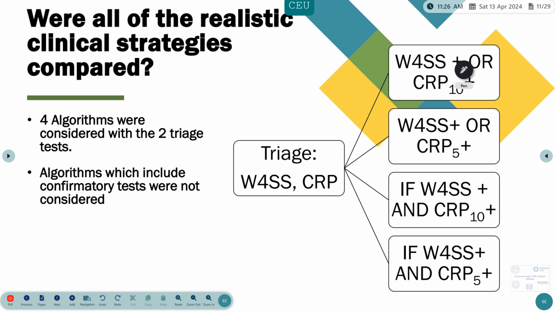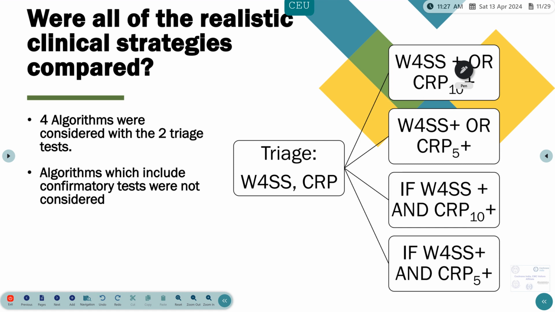So patient with HIV. If a patient comes with HIV, they would initially be triaged with these two tests, and based on this, a confirmatory test actually needs to be done. But they've only considered the four algorithms for the triage test. The first is where the triage is positive based on the symptoms and CRP: if either the symptom score or the CRP with a cutoff of 10 is positive.